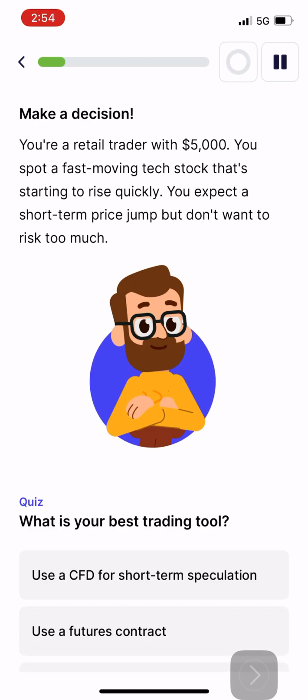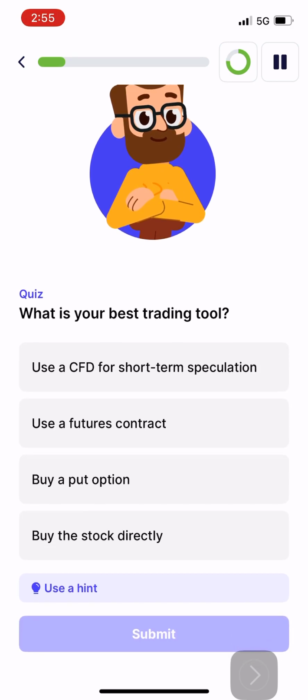Time for a quiz. Let's say you're a retail trader with $5,000. You spot a fast-moving tech stock that's starting to rise quickly. You expect a short-term price jump, but you don't want to risk too much. What is your best trading tool? Should you use a CFD for short-term speculation, use a futures contract, buy a put option, or buy the stock directly?